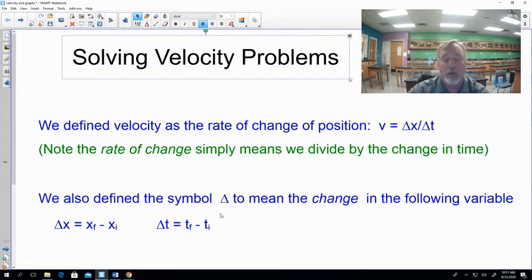And so again, the delta, the triangle, means change, and we define delta X as X final minus X initial, and delta T equals T final minus T initial. Now this is important. Make sure you have that sign correct, that it's final minus initial. Otherwise, you're going to get everything backwards when you solve your problems.